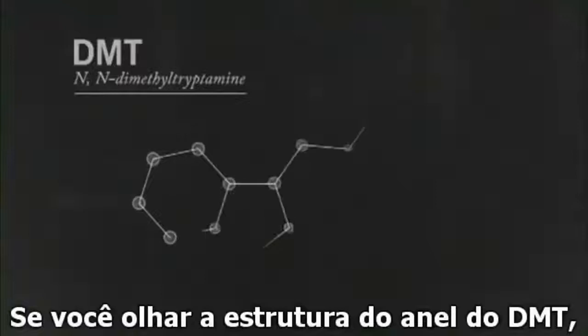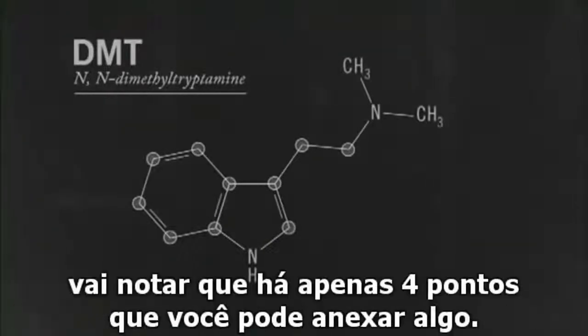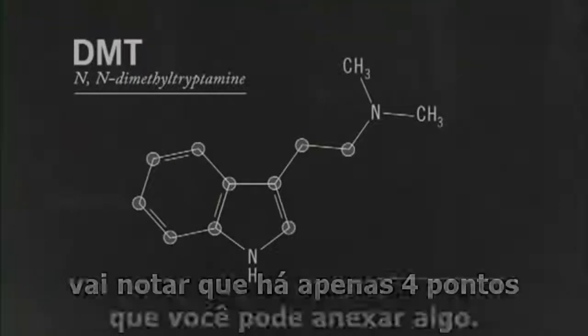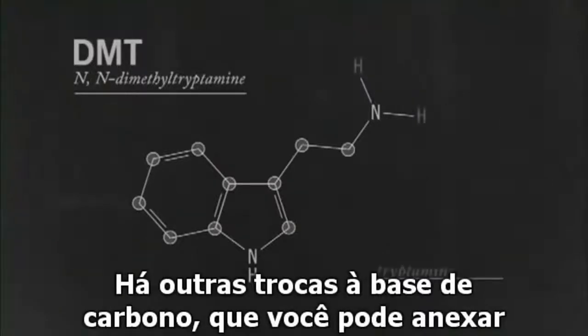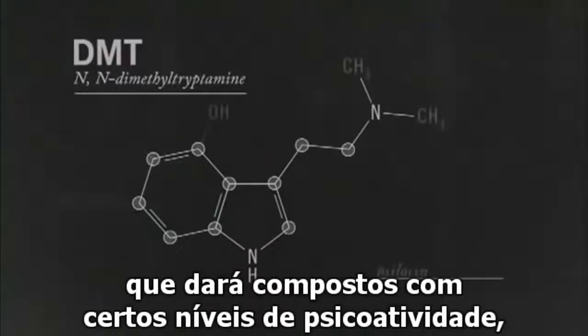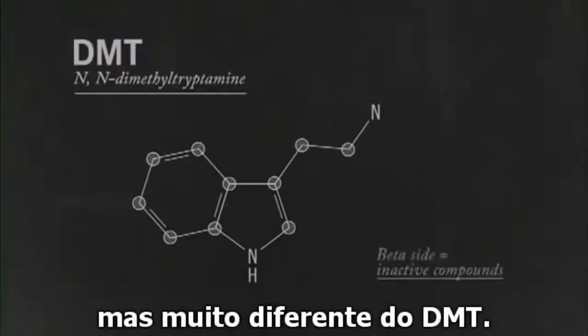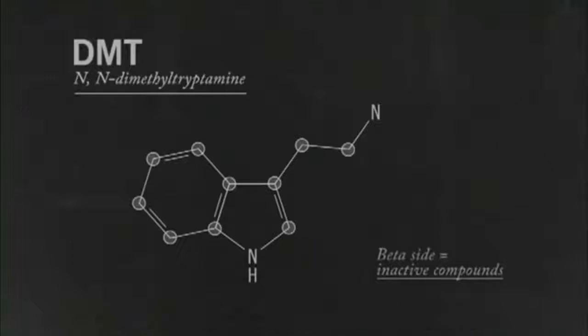N,N-dimethyltryptamine. If you actually look at the ring structure of DMT itself, you only have really 4 positions that you can attach things to. So you can make diethyl or dipropyl. There are some other types of carbon chains you can attach to that end that do give you compounds that have activity, but very different from DMT.